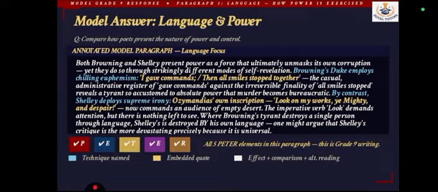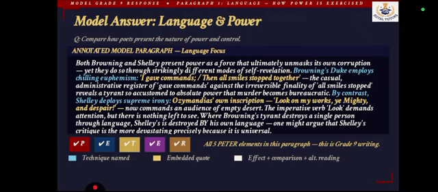All right, let's see a model response to this question. Compare how poets present the nature of power and control. Now we have the annotated response. For the points, we have point, evidence, techniques, explanation, and then relate back.